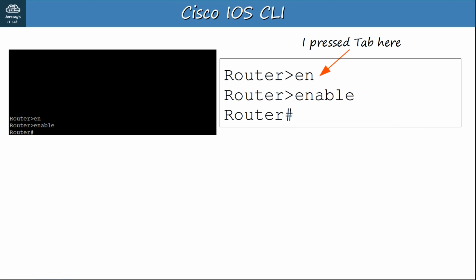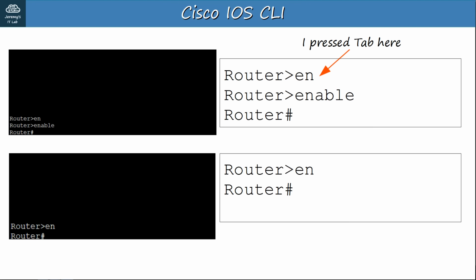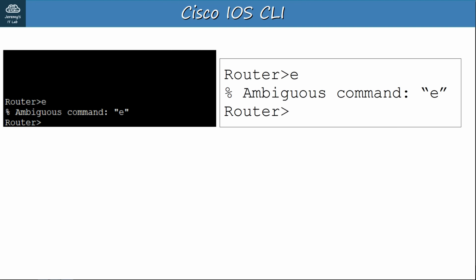However, another convenient thing is that you don't even need to complete the command. Here I just typed EN and hit enter, and I was brought to privileged exec mode. This can really save you a lot of typing when you're entering many commands. There are limits to this, however. Although EN was enough for the router to understand that I meant to use the command enable, that's because it's the only command that begins with EN that can be entered in user exec mode.